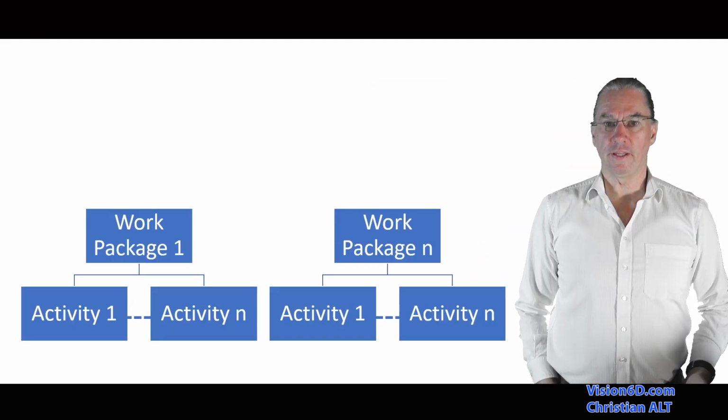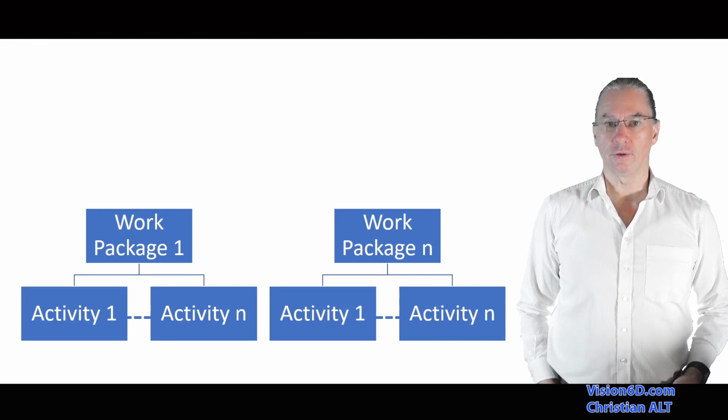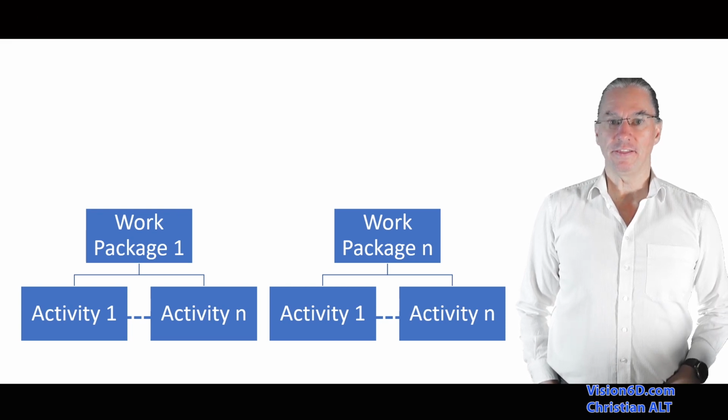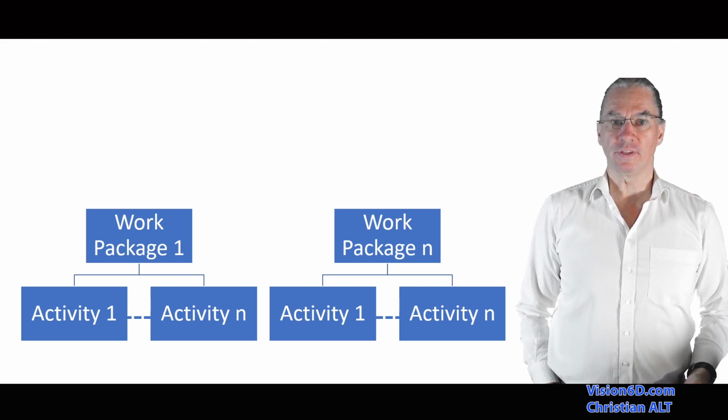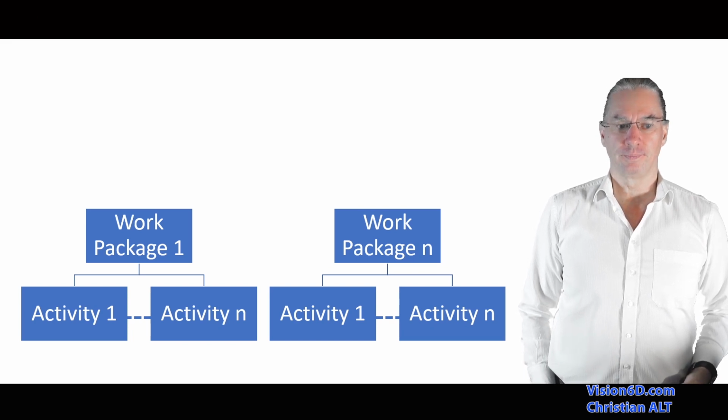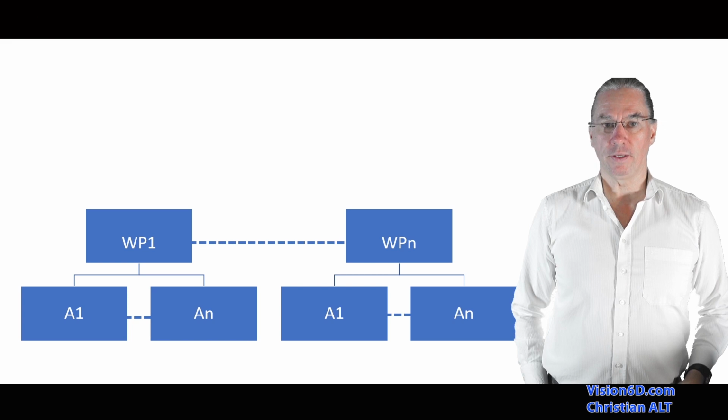I've taken here the decomposition, like the work breakdown structure, of this project. You see that we have different activities, and then above them we have what we call work packages. In my representation, we have work package 1, which is composed of n activities, and I have work package n, which is also composed of n activities. I simply represented this by WP for work package and A1 to AN for the different activities.